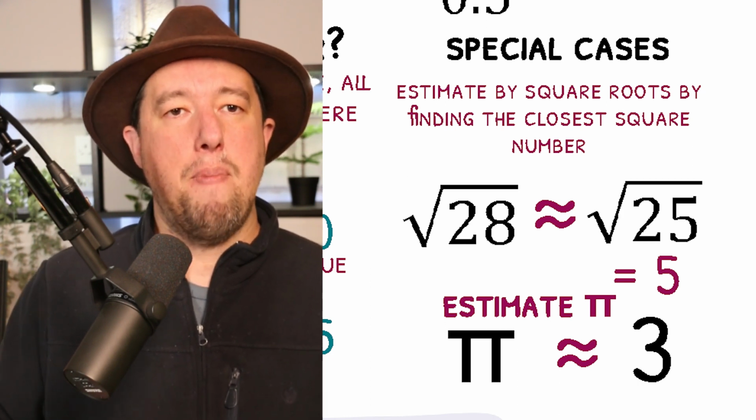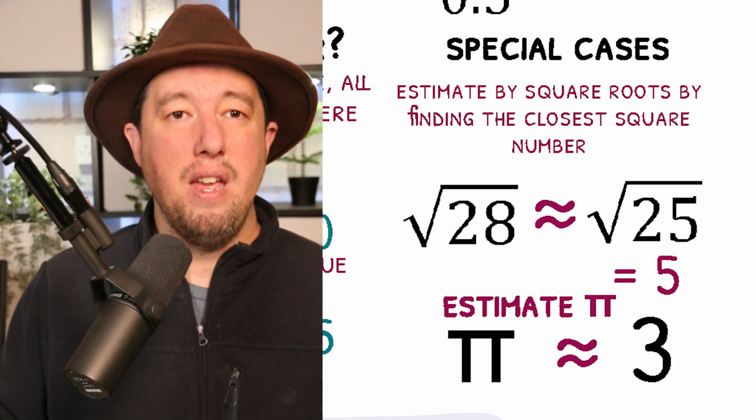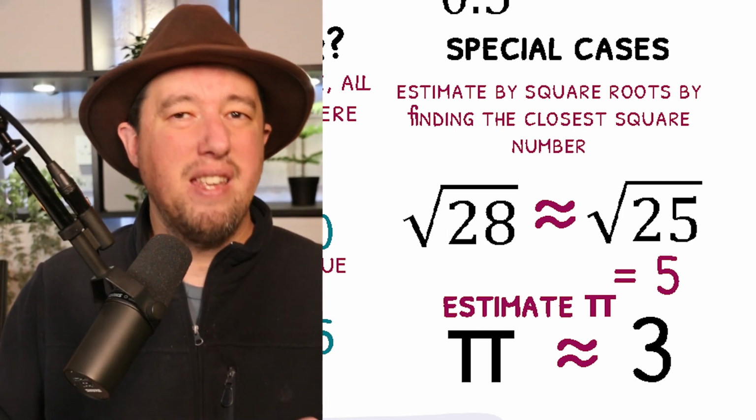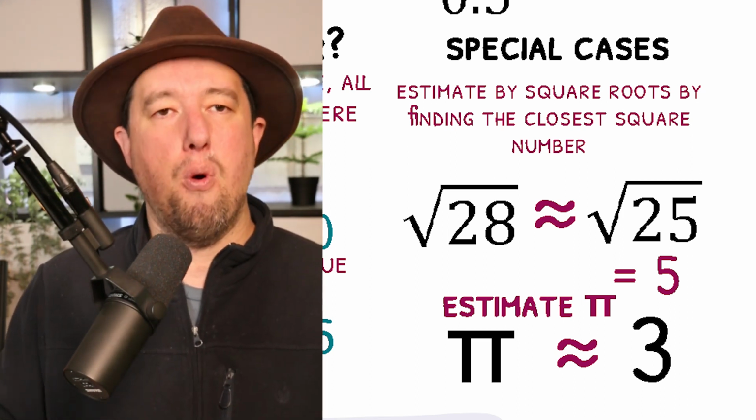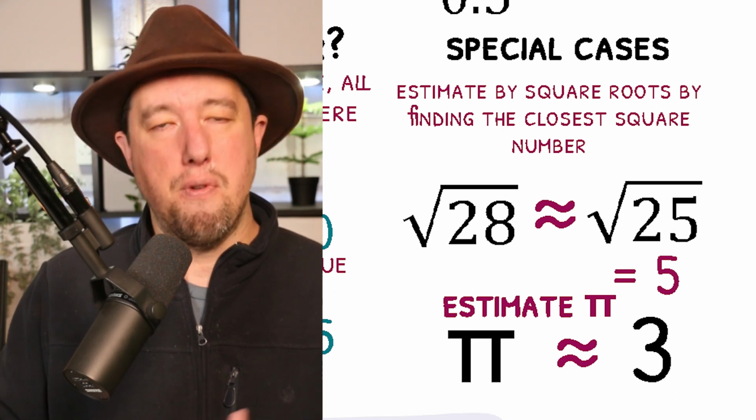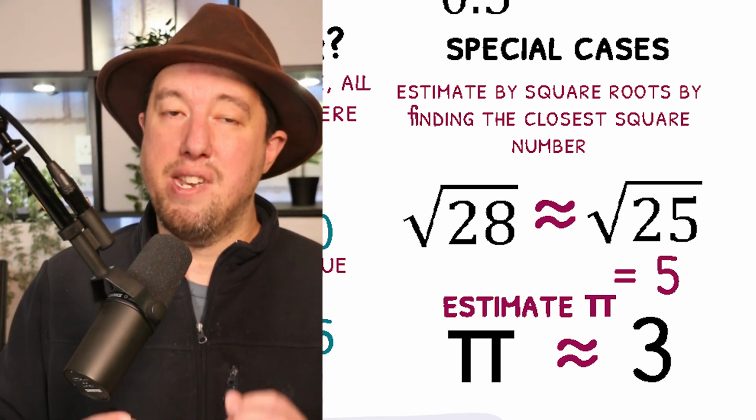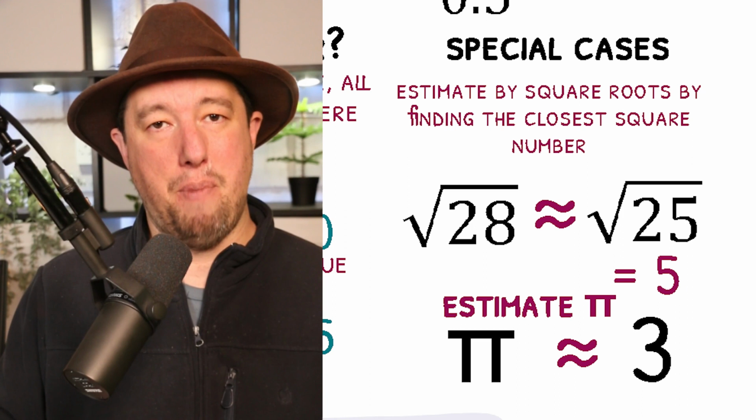Very rarely you may be asked to make an estimate with pi. If you have a calculator, pi is assumed to be estimated to 3.14. If you don't, then 3 should be good enough. Note though, it's always better to leave your answer in terms of pi if you can.